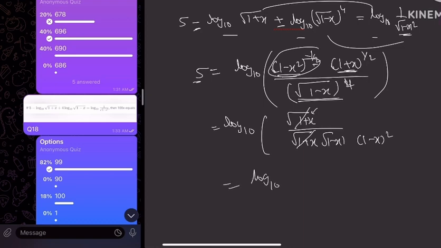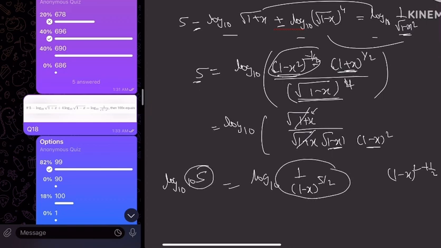Now this is 1 minus x to the power 2, and this is 1 by 2. So 1 minus x to the power 2 plus 1 by 2. So this can be written as 5 by 2. So 1 minus x to the power 5 by 2, and RHS is 5, so it can be written as log 10 to the power 5, right? So from here, can we compare this? Yes, we can. So we can directly write it as 10 to the power 5 equal to 1 by 1 minus x to the power 5 by 2.